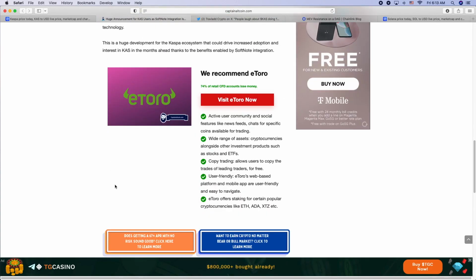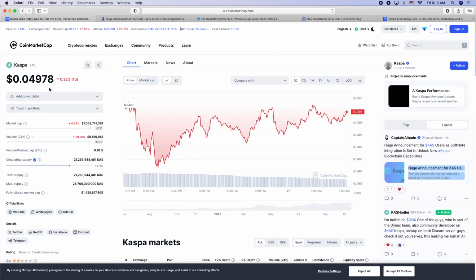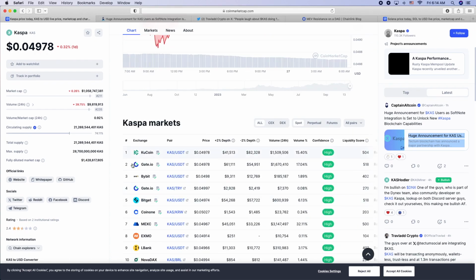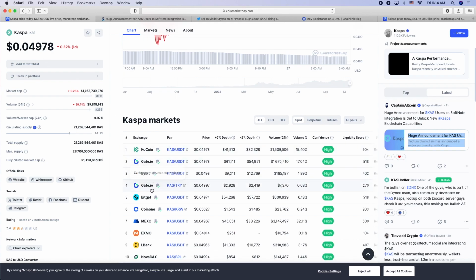So let me know what you think. I know I talked about it getting to $5 the other day. You can compare the market caps, but you're going to need it on Coinbase and Binance for it to get up to 100x. Right now, KuCoin, Gate.io, Bybit, and MEXC are the main exchanges it's on.